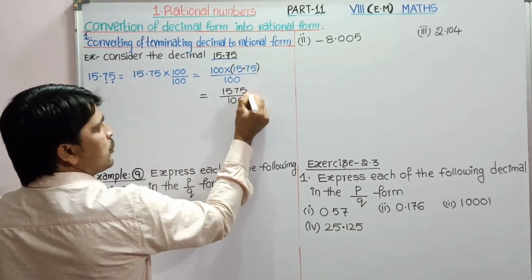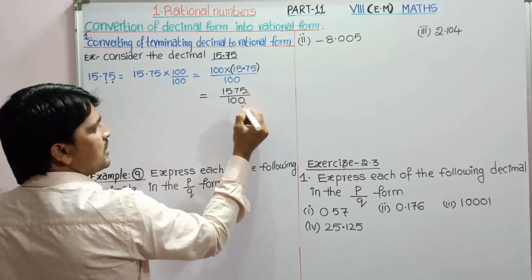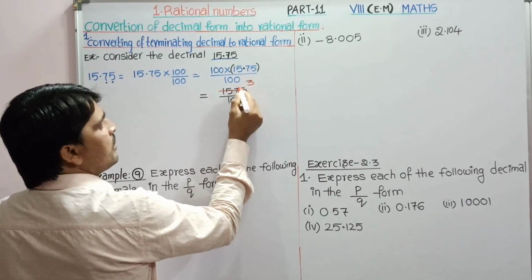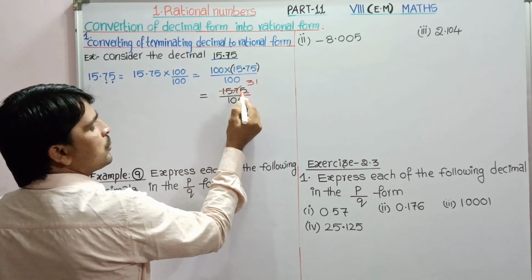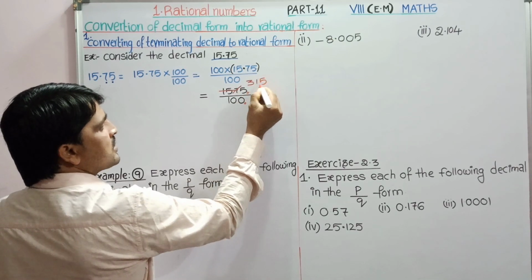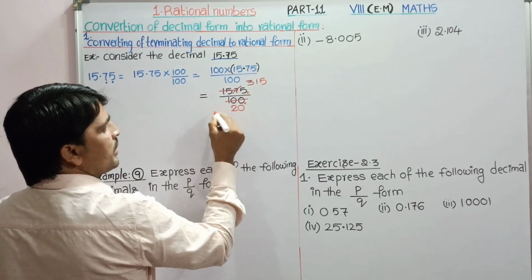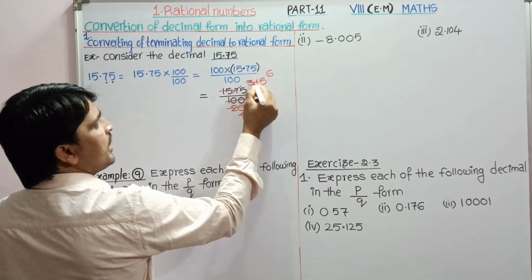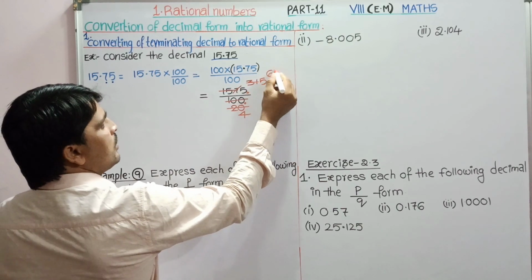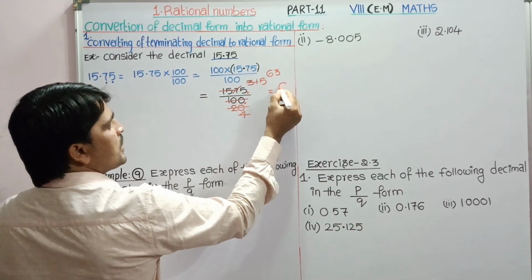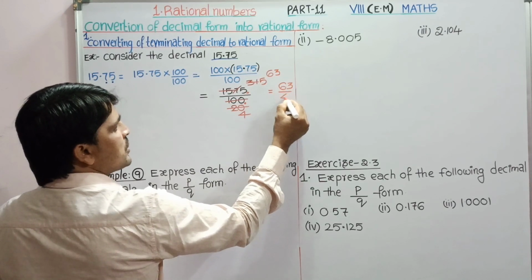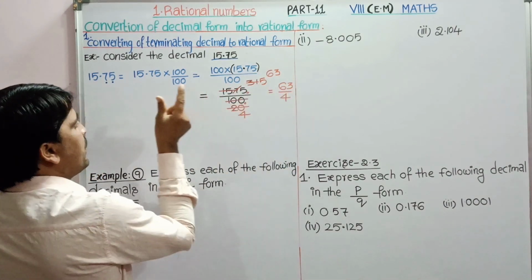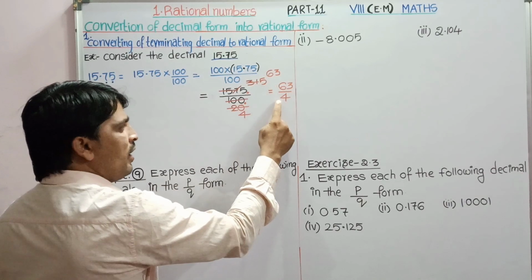Since the units place of the numerator is 5 and the units place of the denominator is 0, we can cancel by the 5 table. 5 3s are 15, 5 1s are 5, remainder 2, draw 5, 25, 5 5s are 25, 5 20s are 100. Again in the 5 table, 5 4s are 20, 5 6s are 30, 1 remainder, draw 5, 15, 5 3s are 15. So the simplest form of this rational number is 63 by 4. Therefore, the P by Q form of the given decimal number is 63 by 4.